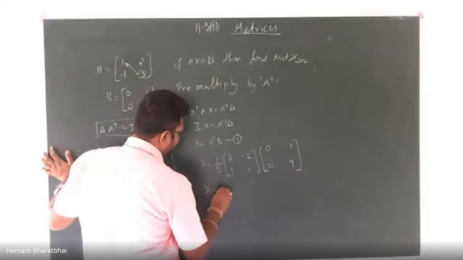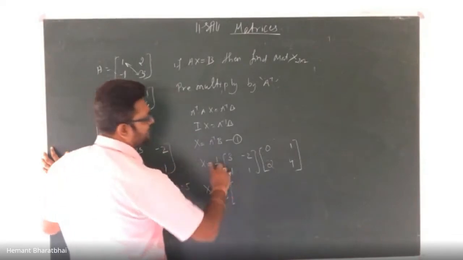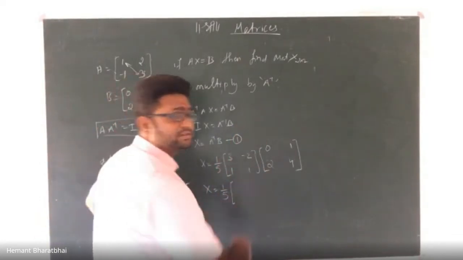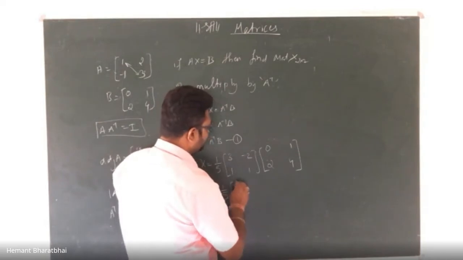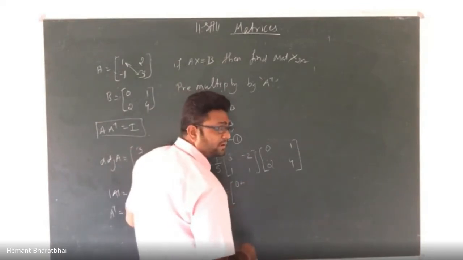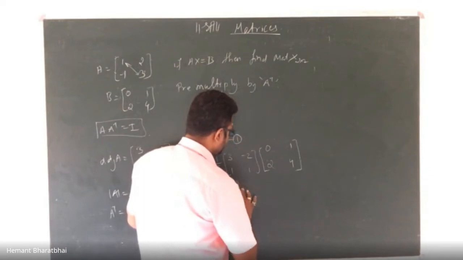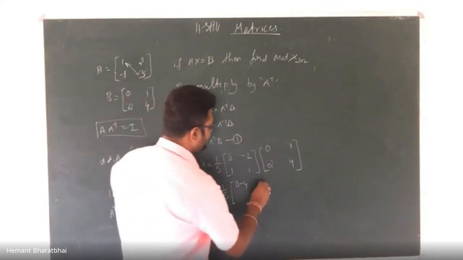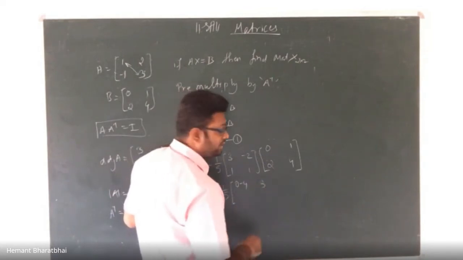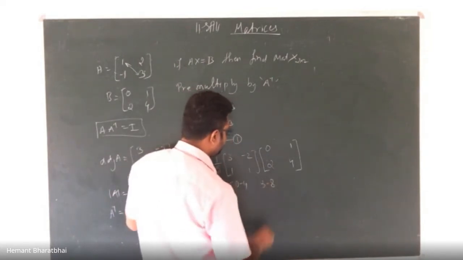So let's multiply. We have already learned how to multiply two matrices. First row into first column, first row into second column. So that will be 3 into 0, that is 0, plus 2 into minus 2. So that will become minus 4. Then first row into second column, 3 into 1, that is 3, minus 4 into 2, that will become minus 8.